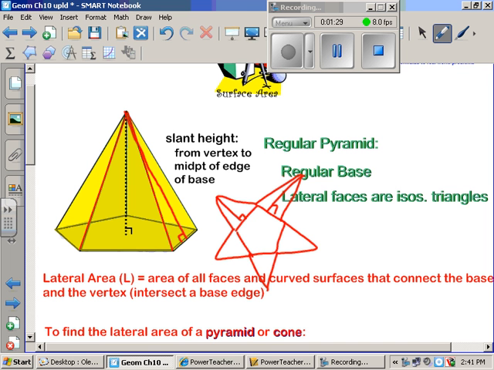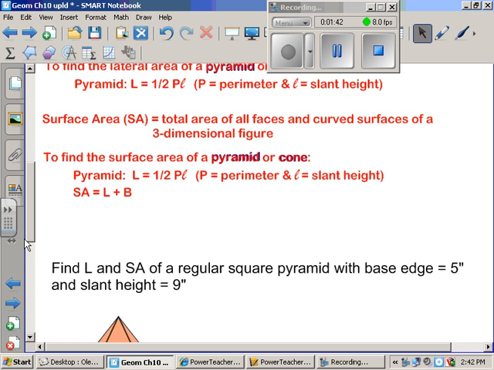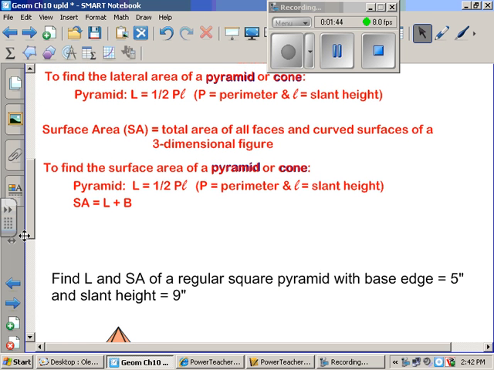So the lateral area is going to be the area of the 5 triangles. So 1, 2, 3, 4, 5. The base is going to be the area of the pentagon. All right? And the surface area is going to be the lateral area plus the base area, big B, base. Okay?